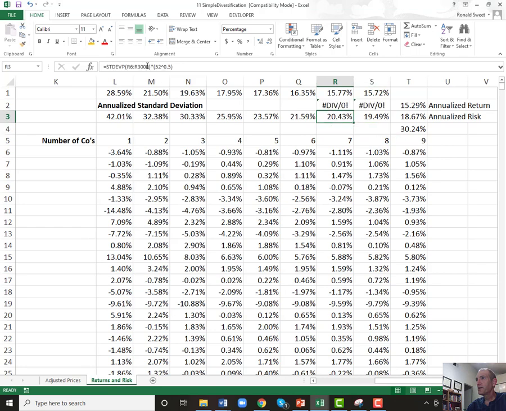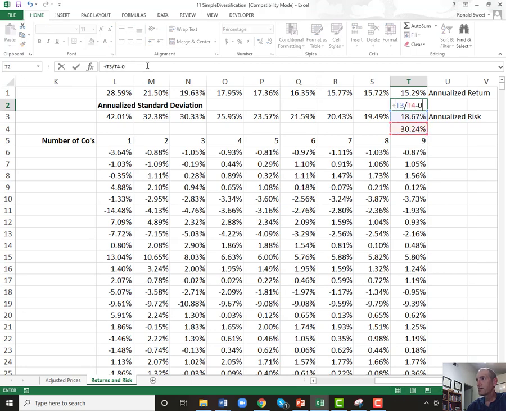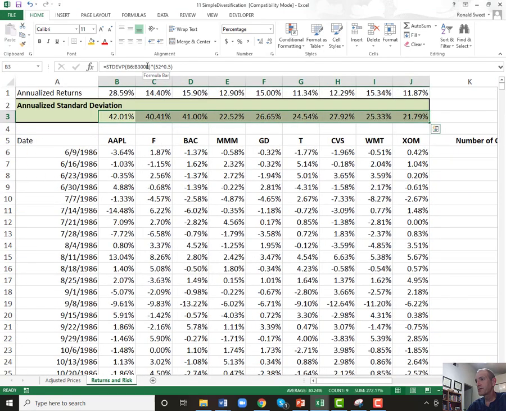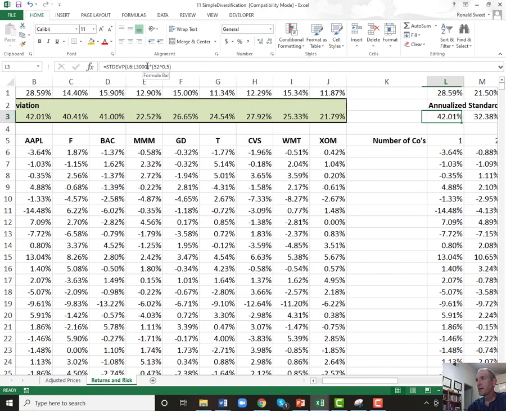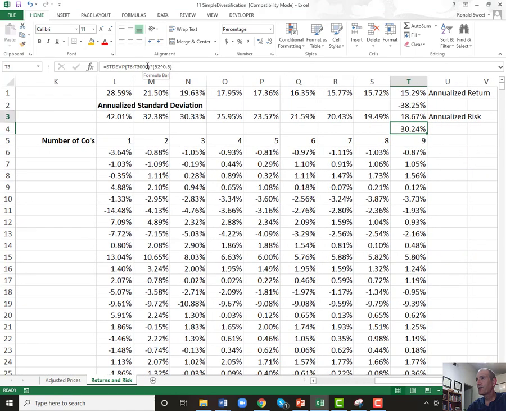At the very end of it all, our return is 15.29%. Our risk is 18.67. Our risk has been reduced almost 40% by doing nothing else. So remember, this 30%, this is simply the average of all these standard deviations, 30.2%. And yet when we have all these stocks together, our risk is not 30.24, it's 18.67.